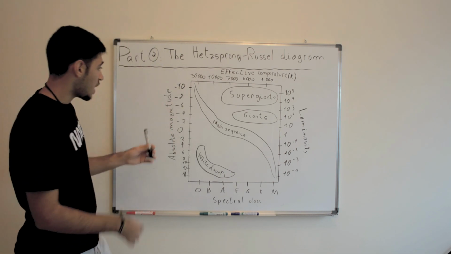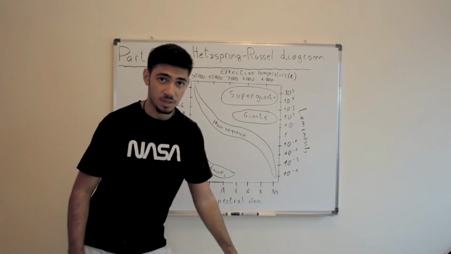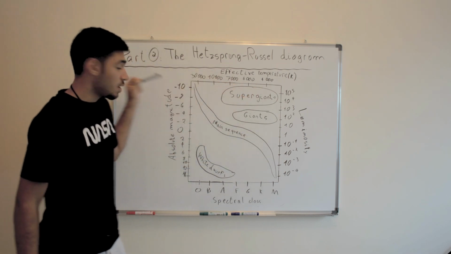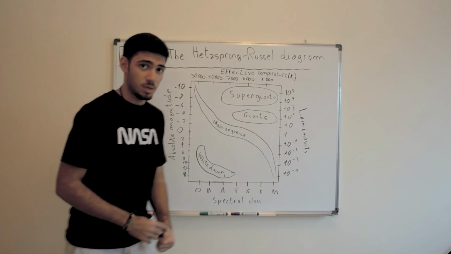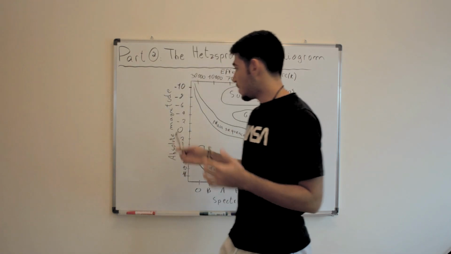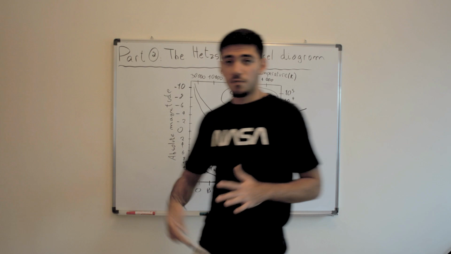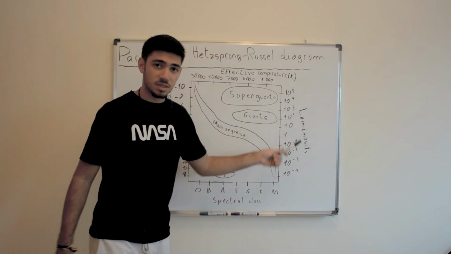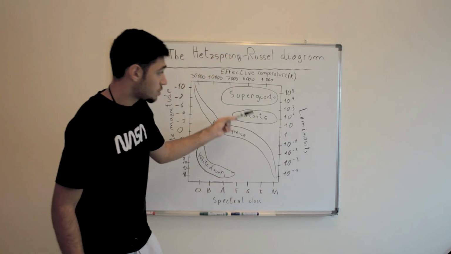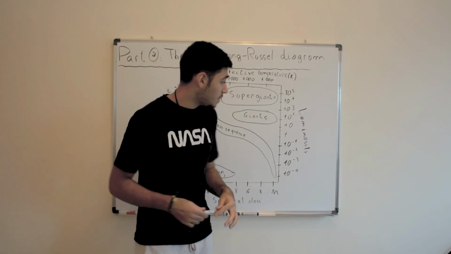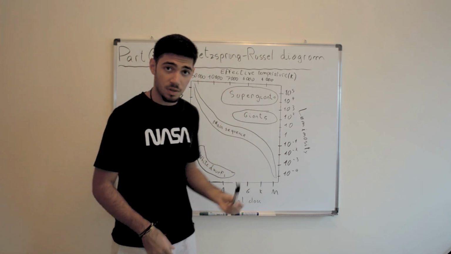The same goes for absolute magnitude and luminosity. The higher the luminosity, the lower the magnitude. We're going to explain why the magnitude is lower when we get to the part on magnitude. But for now, you also have to know that luminosity is related to mass. So stars higher up the diagram have a bigger mass than stars lower down the diagram.